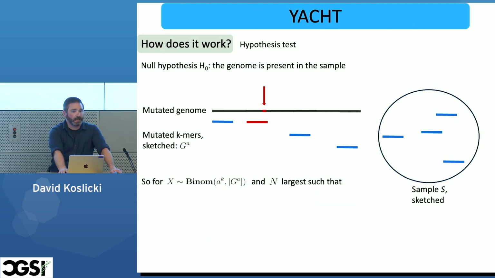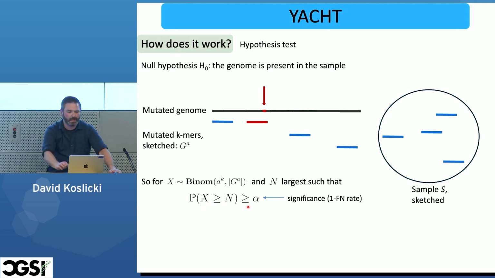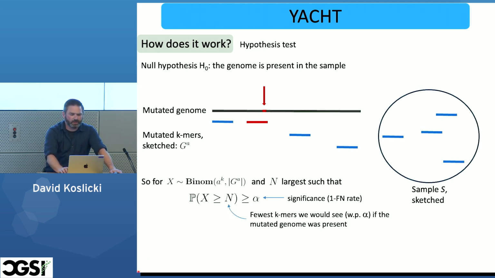So then, if I take a random variable that's distributed binomially with these same parameters, and I take an integer that's large enough such that the probability of this random variable being bigger than it is greater than this alpha here, which represents our significance, which is related by 1 minus to our false negative rate. There might be a lot of probability, but essentially what this says is this tells you the fewest k-mers that we would see with probability alpha if the mutated genome was present in our sample.